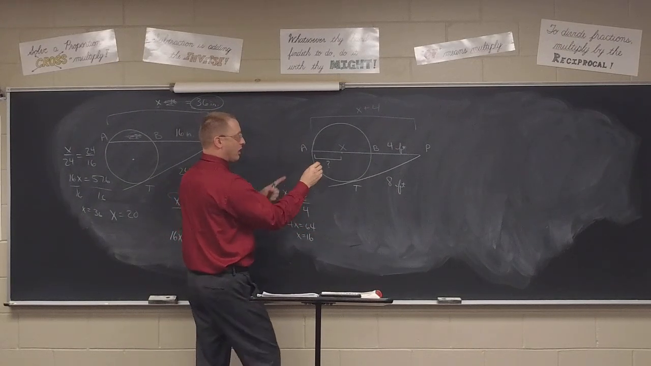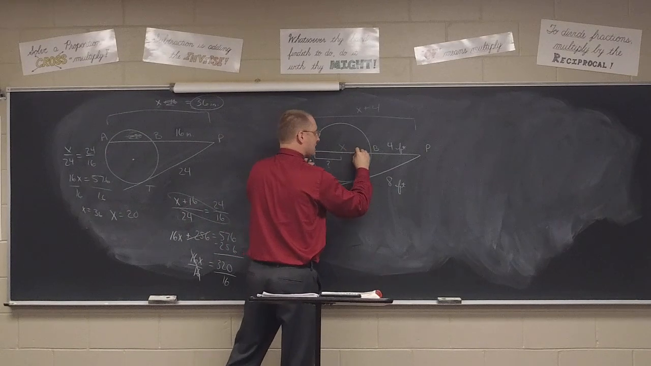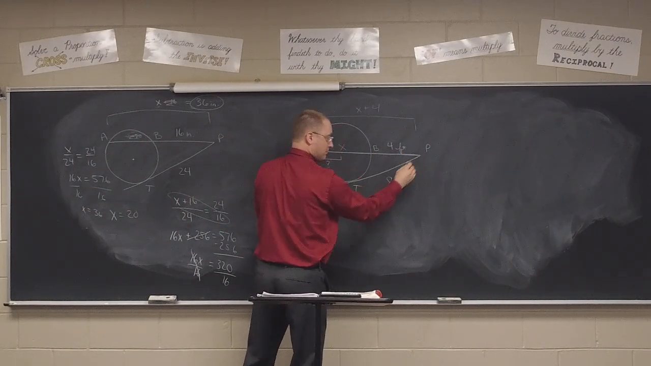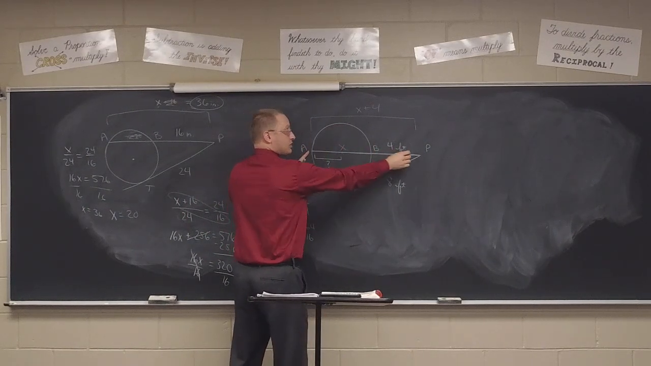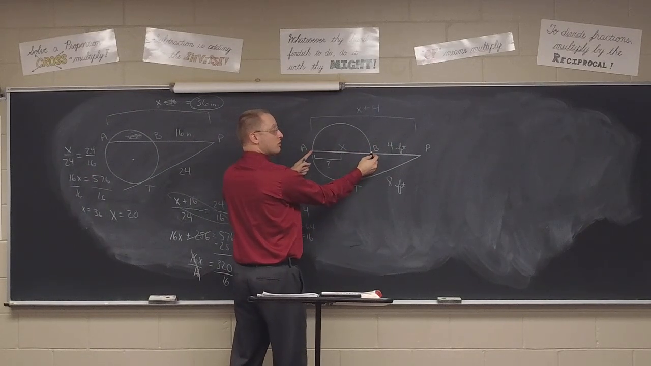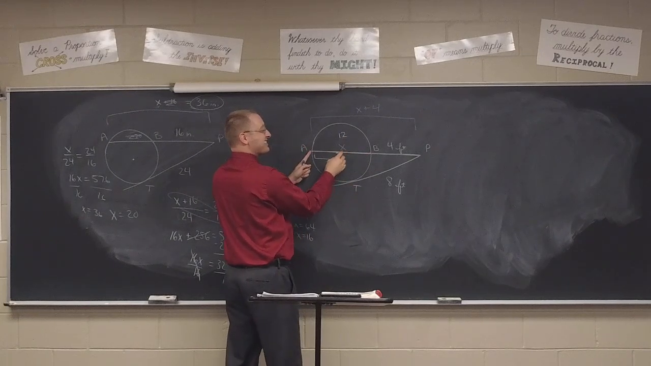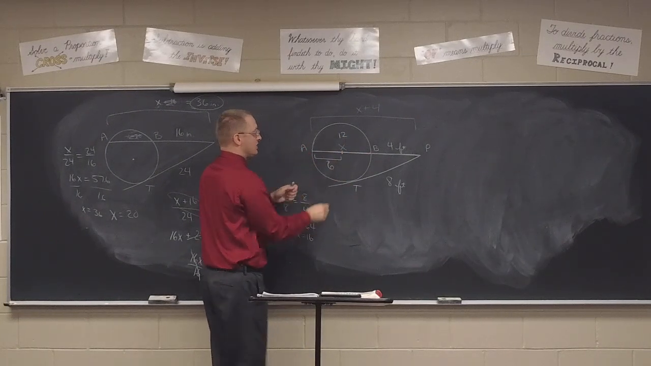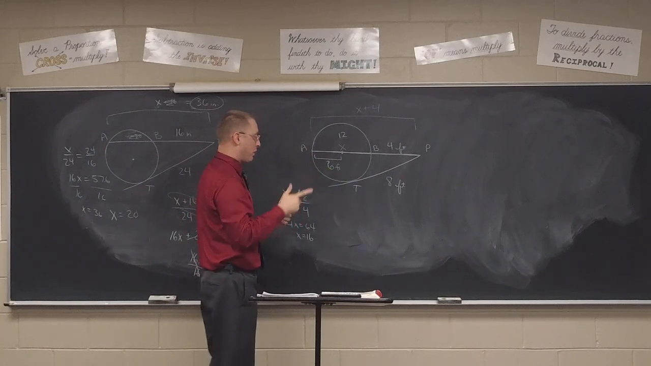Now here's the deal. That means this is 16. Which means if this is 4 out here, this is 12. Which means this is 6. 6 feet is our answer. That's one way to set it up.